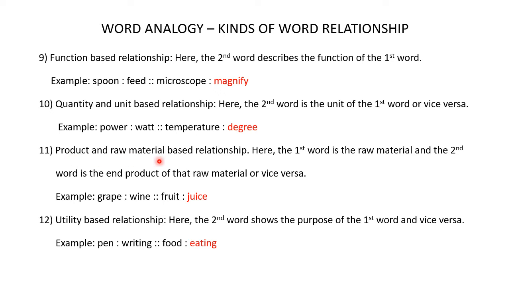Product and raw material based relationship. Here, the first word is a raw material and the second word is the end product of that raw material, or vice versa. For example, grape is the raw material and the end product of grape is wine. That is, wine is prepared from grapes. Similarly, fruit is the raw material and juice is prepared from fruit.